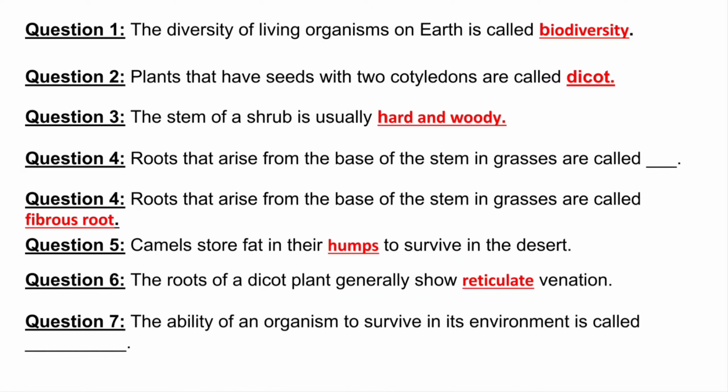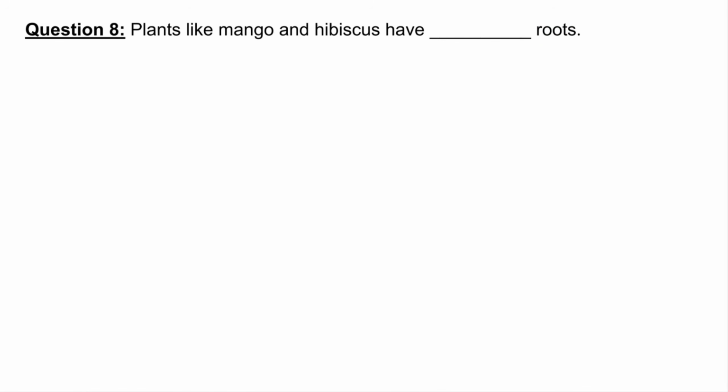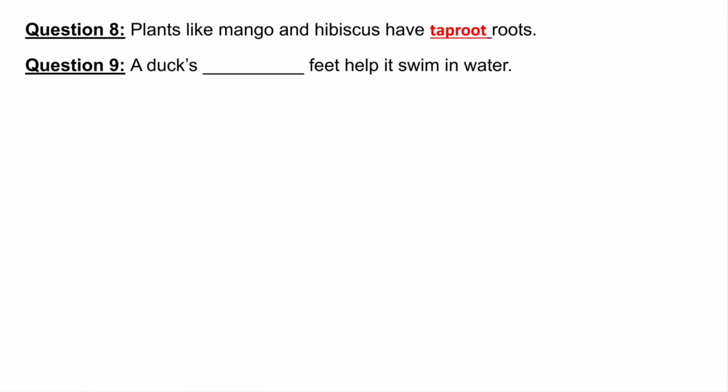The ability of an organism to survive in its environment is called, what do we call? Adaptation. Okay, it is their special feature because of which they are able to survive the hot climate or the cold climate according to the habitat where they live. Okay. Next question, plants like mango and hibiscus have dash roots. So what do they have? They have tap roots. Okay.